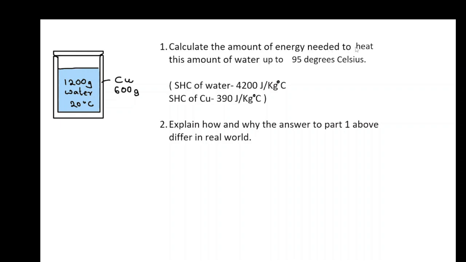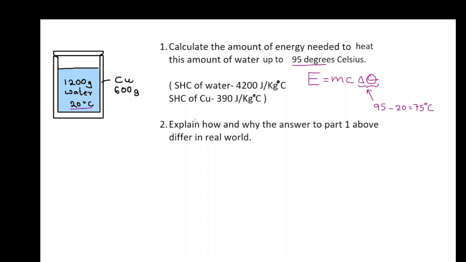Calculate the amount of energy needed to heat this amount of water up to 95 degrees Celsius. Now we know the starting temperature is 20 degrees Celsius and this is about specific heat capacity. So obviously the formula is E = mcΔθ. E is energy, c is specific heat capacity, Δθ here is the change in temperature. Now you can see the change in temperature is final temperature 95 take away initial temperature of 20, and that's 75 degrees Celsius. So that's your Δθ, right?